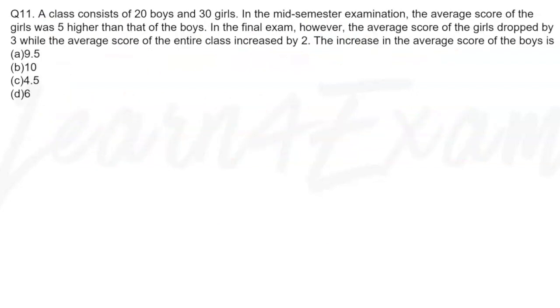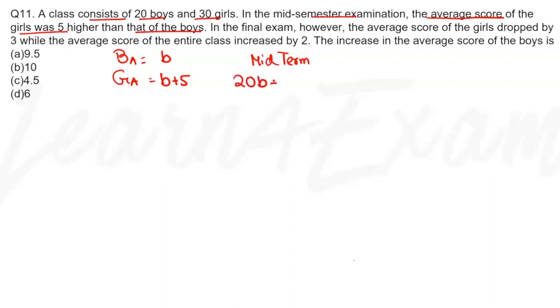Okay, let's move on to this one. Right. So a class consists of 20 boys and 30 girls. In the mid-semester examination, the average score of the girls was 5 higher than that of the boys. So let me take the average of the boys as, let's say, small b. So that would make the average of the girls equal to b plus 5. Right. So in the midterm, the total marks that they obtained was 20 into b plus 30 into b plus 5. Or essentially this would be equal to 50b plus 150.